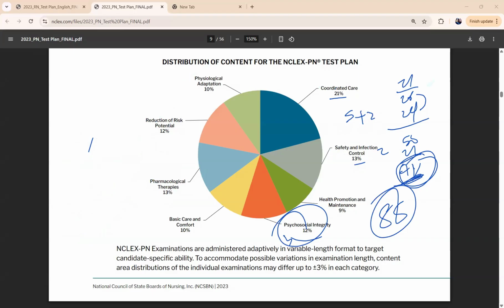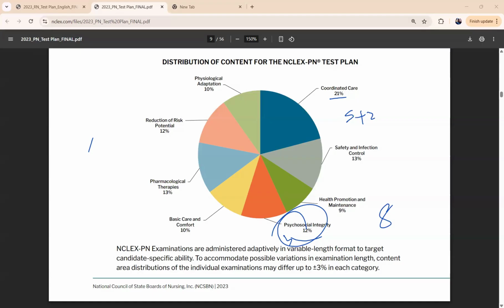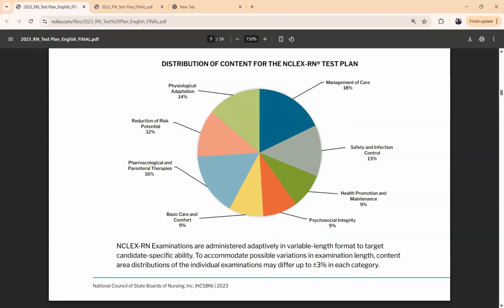So let's go and check the key areas on the NCLEX-RN. Now, you can see right here, same explanation as before. A lot of students will pay attention to the lowest areas. Now, if you look at it, 9%, 9%, 9%, that is what?